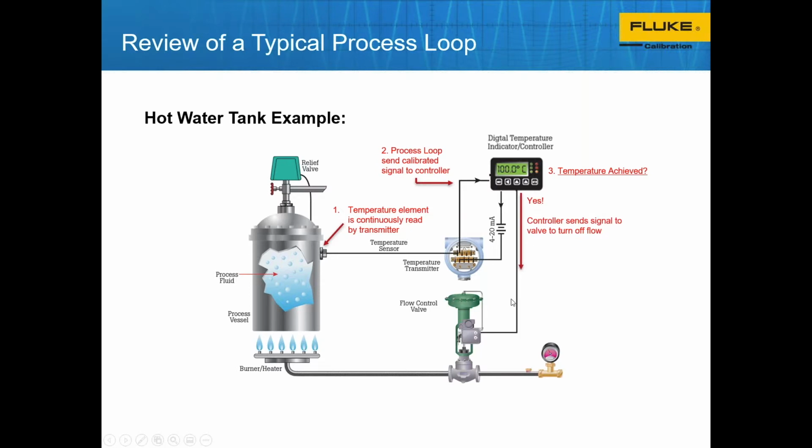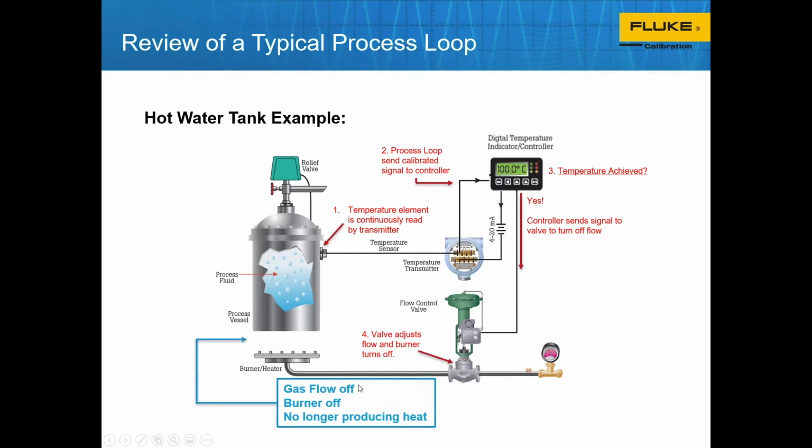Then the controller itself will send a signal down to a control valve. In this case, the valve was open. It will tell the valve to turn off, and it'll shut off the fuel going to the burners. And that's when everything's all satisfied. So very simply, a control loop will go this way. When the temperature starts to drop off, it'll say no, it's not achieved, and it will turn the valve back on and ignite the burner and reheat the water for us. And again, that's just a very simple, rudimentary example of what a process loop is.